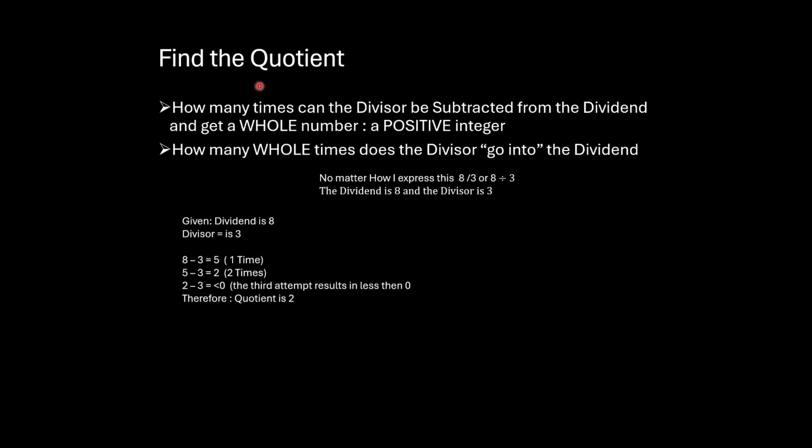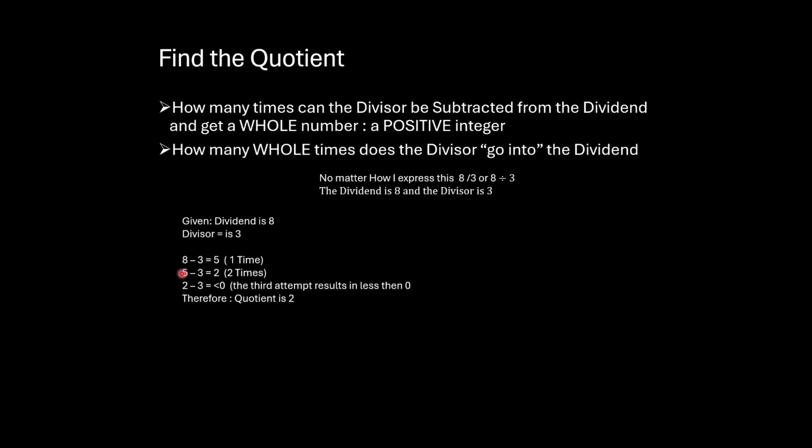How do we find the quotient? First, given the dividend and divisor, the definition of a quotient is how many times the divisor can be subtracted from the dividend and get a whole number, meaning a positive integer. Another way to put this is how many whole times does the divisor go into the dividend. No matter how I express the problem, 8 over 3 or 8 divided by 3, the dividend is 8 and the divisor is 3. So given that, I can subtract 8 minus 3. 8 minus 3 is 5.